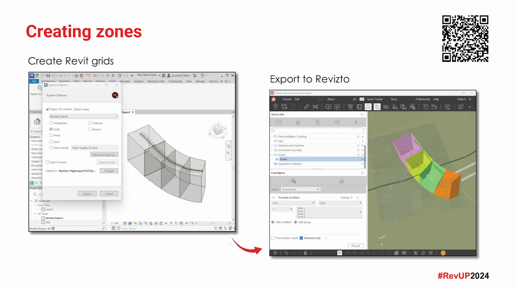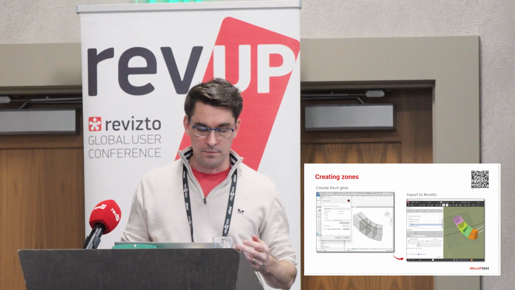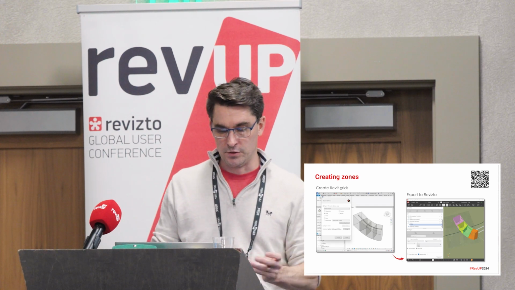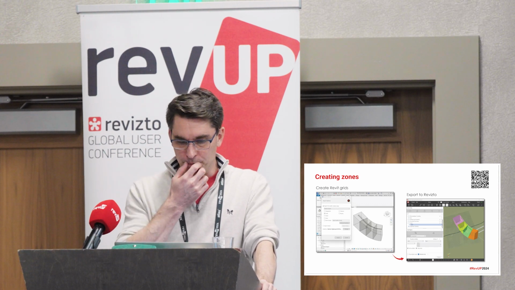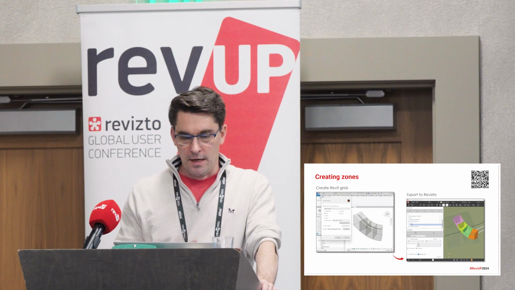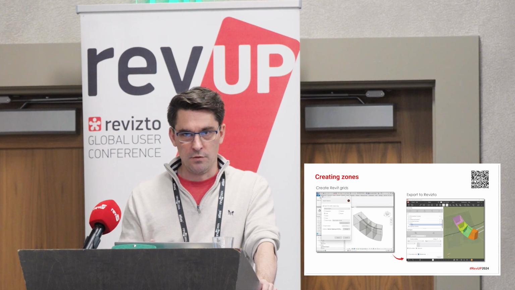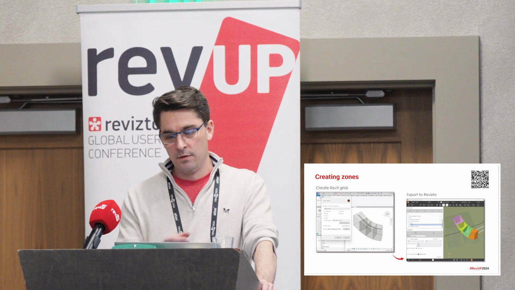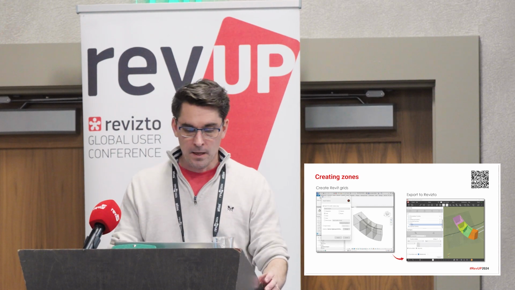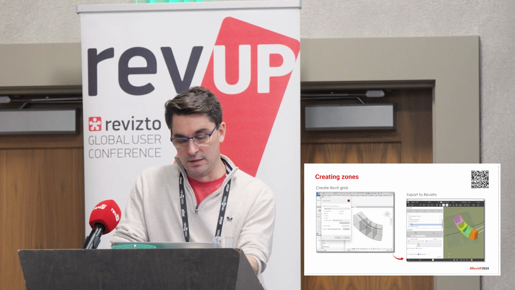But essentially, in order to get the grids working in Revizto, you need to create an extrusion of some description in Revit, which represents the zone or space. And I just use generic models. You want to make sure that the naming of those zones is in such a way that you can use that data once you bring that into Revizto.